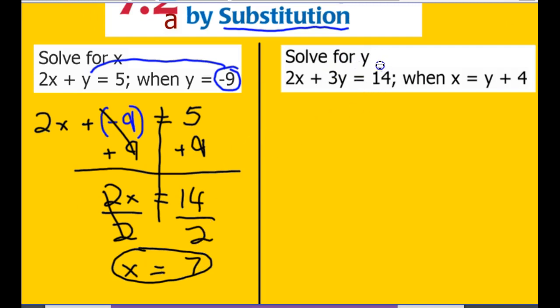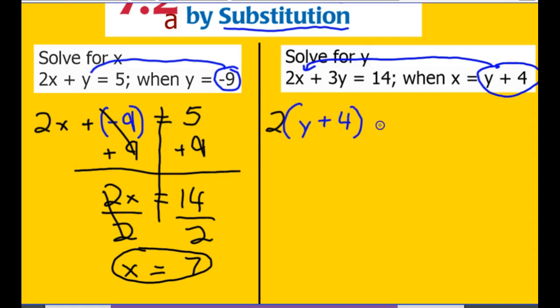Over here, it says solve for y. 2x plus 3y equals 14 when x equals y plus 4. So this one is a little bit different. Instead of just one number being put in for x, we're putting y plus 4 in for x. So that comes over to here. So we get 2 times y plus 4 plus 3y equals 14.